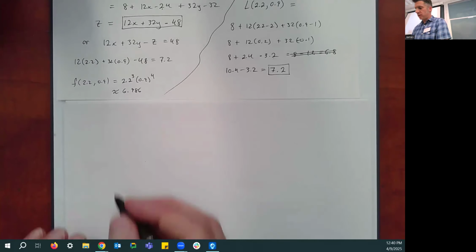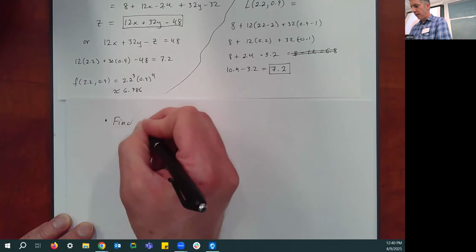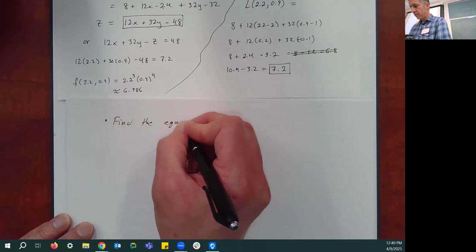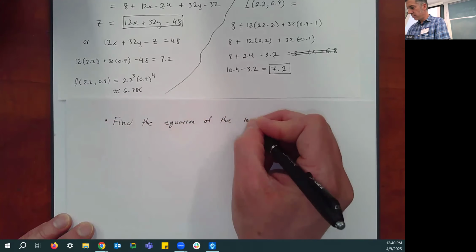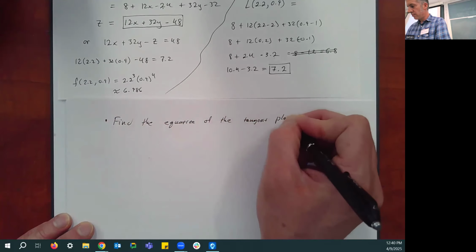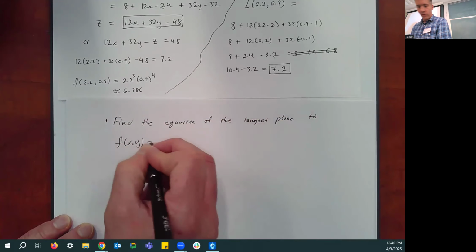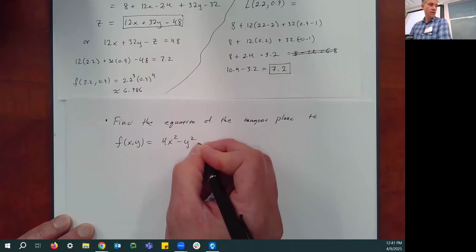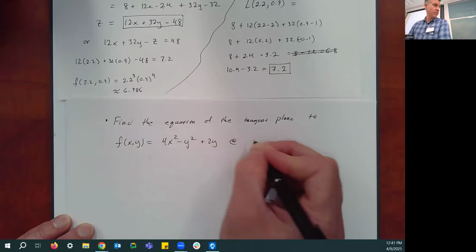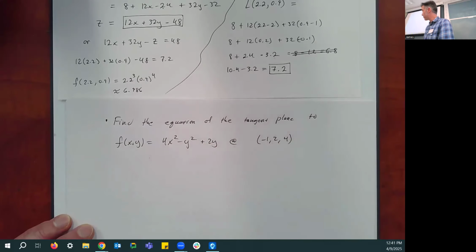So, similar question, but slightly different. Here we're trying to find the equation of the tangent plane to the function f of x comma y equal to 4x squared minus y squared plus 2y at the point -1, 2, 4. I would like you all to try this one on your own.